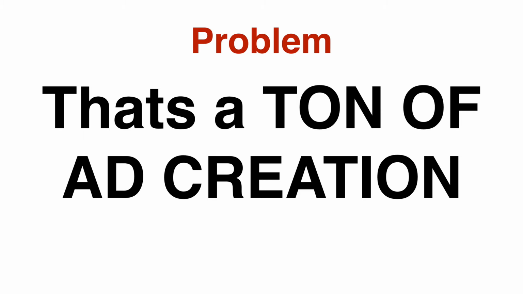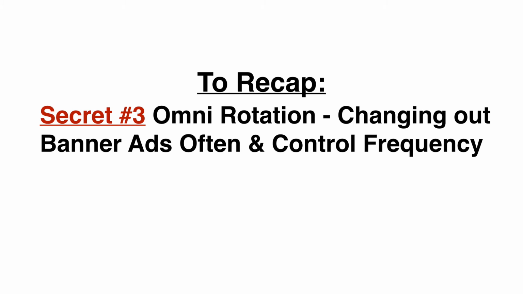The problem is that is a ton of ad creation. So to recap, guys, Omni rotation is about changing out banner ads often and controlling frequency so that we can do the best job possible in converting as many prospects as we can into paying customers. So that is secret number 3.